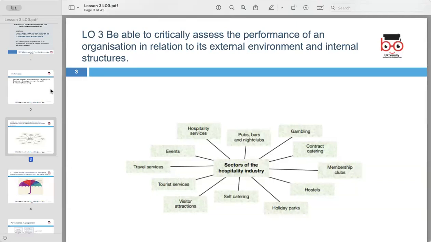So by critically analyzing both the external environment and internal structures, organizations can identify strengths and weaknesses, formulate strategic initiatives, and enhance overall performance.